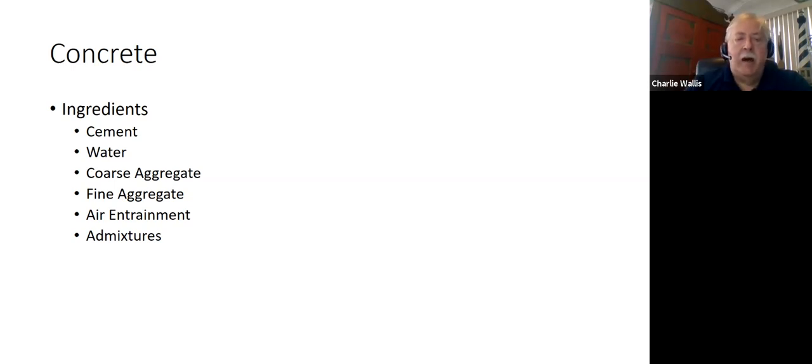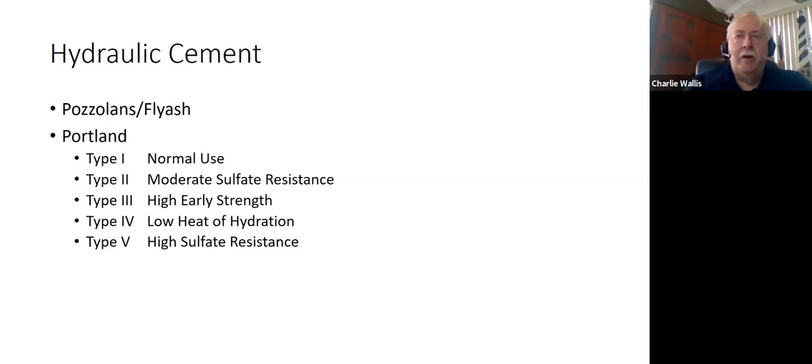Admixtures can be added to concrete to change the properties of it. It could advance the set time, it could delay the set time, it could add strength, it could add other different features, but these are the typical ingredients that you would find in concrete. And the primary ingredient would be the cement, what holds everything together.